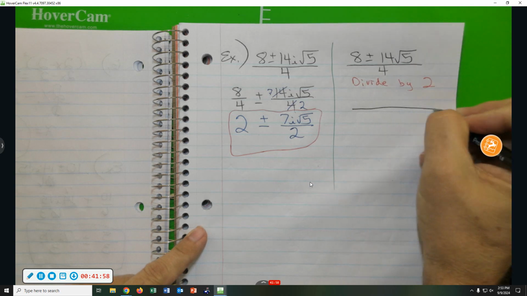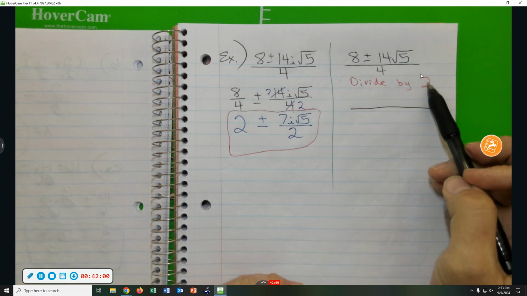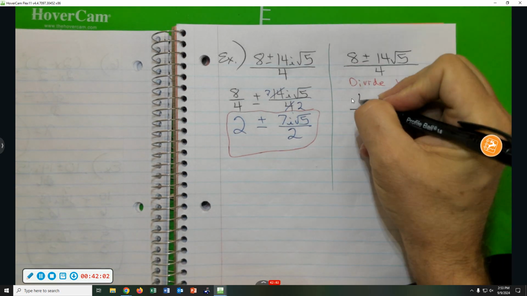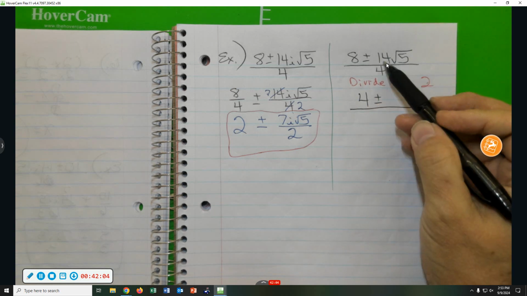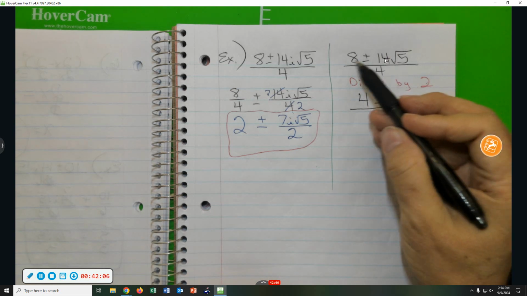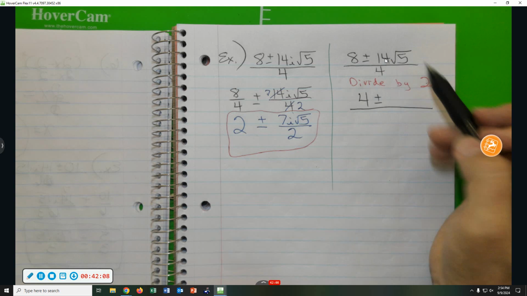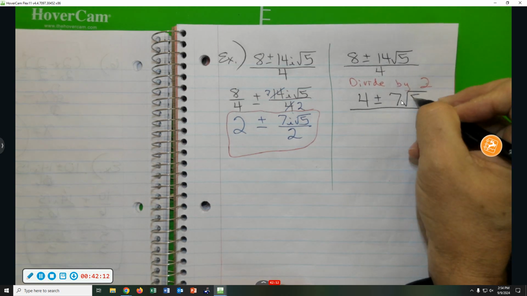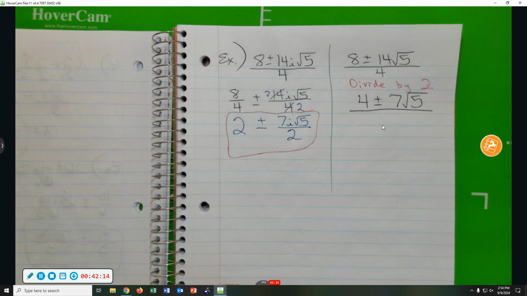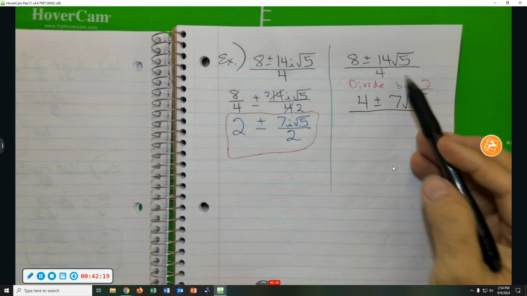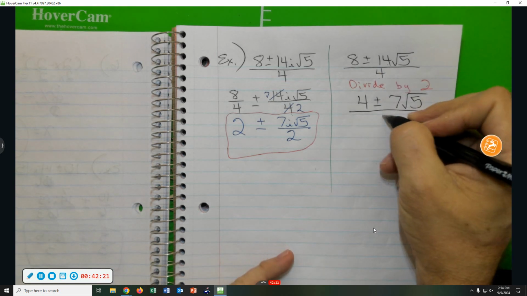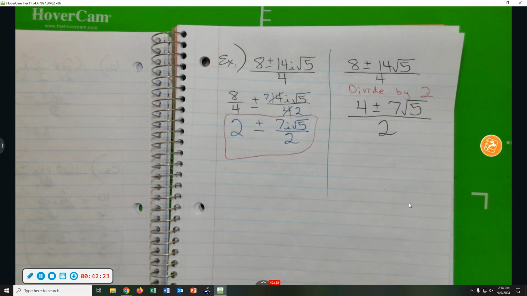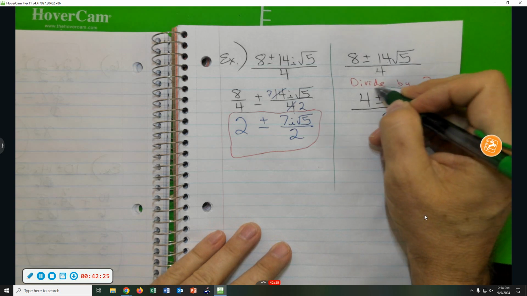Okay. 8 divided by 2 is 4. Plus or minus. You're only looking at the things that are not under the radical. 14 divided by 2 is 7. That 5 stays under the radical. You tell me what the denominator is going to be. 4 divided by 2 is 2. For my final answer.